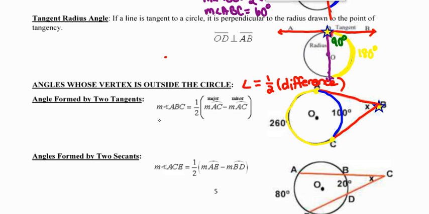So I'm going to say the measure of my angle ABC is going to be half of the difference. So major arc AC is 260, minor arc AC is 100. And when I do 260 minus 100, I get 160. Half of 160 is 80 degrees. So the measure of angle ABC is 80 degrees.